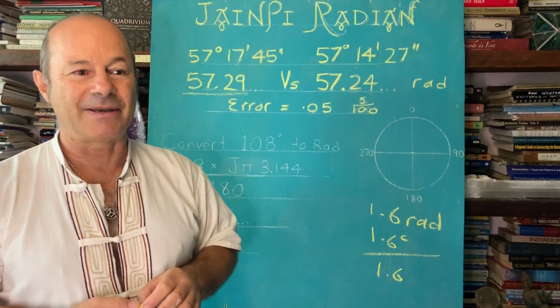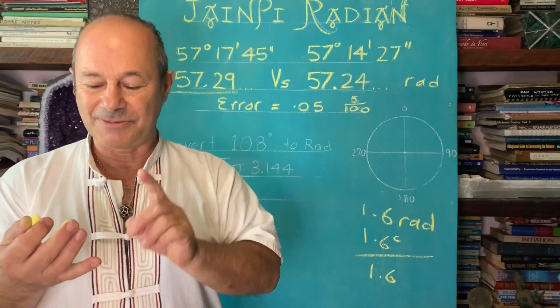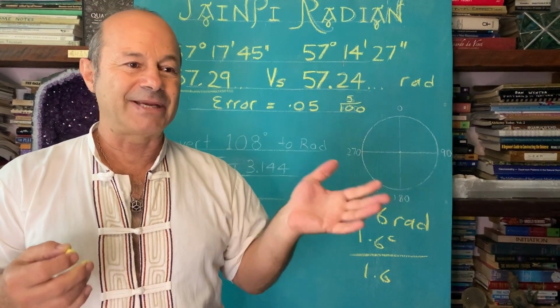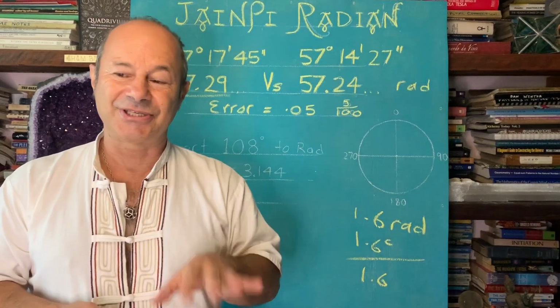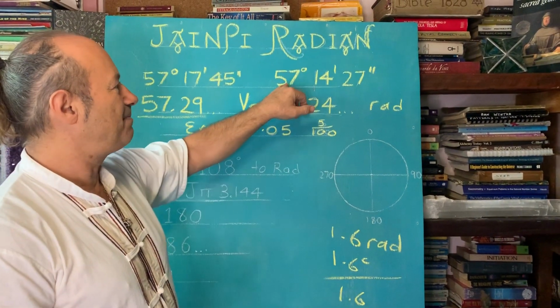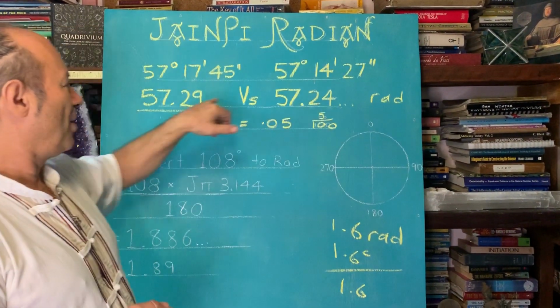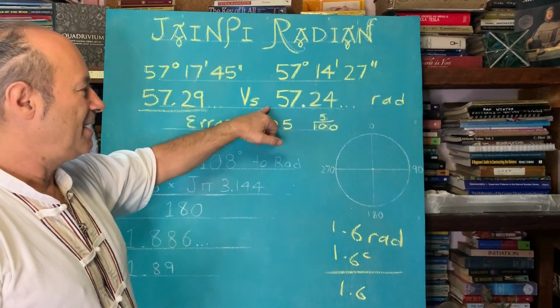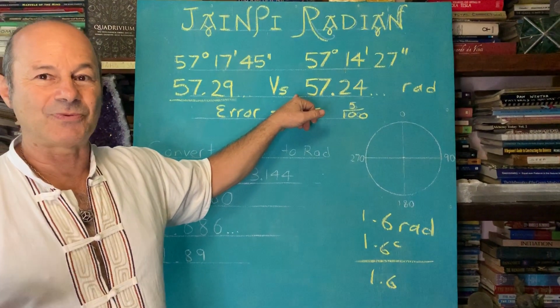And it's a very smart way of going beyond degrees. It's being used by NASA today because it makes all calculations really, really easy. And it actually changes everything. If we agree to adopt the true pi, the radian is 57.24 and not 57.29, it's going to change all the most famous formulas we know.